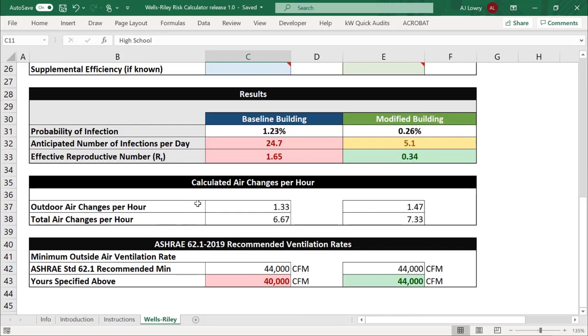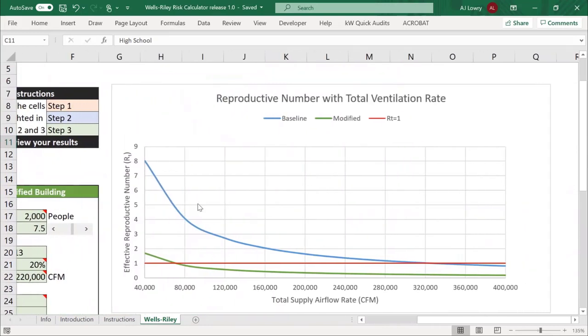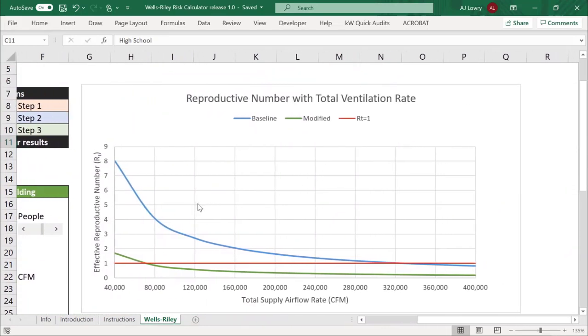Increasing outdoor air ventilation may be difficult to achieve depending on the outdoor air conditions. An additional tool to help you understand the impact of outdoor air in your climate is available at kw-engineering.com under the Mitigate COVID-19 section. Finally, 3 graphs are presented to aid in understanding the output of this tool. In each case, all inputs are held constant from the baseline and modified building conditions, except for the specified variable.